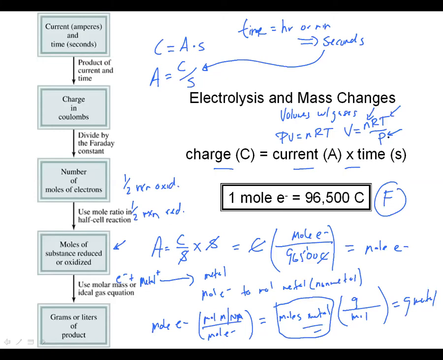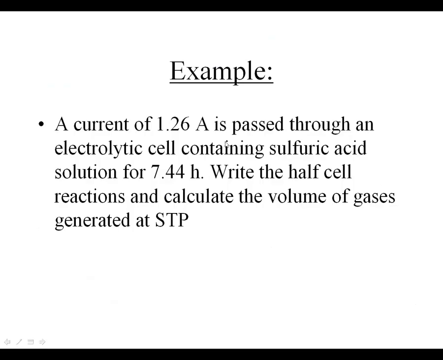You can either figure out the grams using the molar mass. Again, if it's a gas, you can try to figure out the volume using something like the ideal gas law. Any questions on those problems? Obviously, sometimes these problems you work backwards. So you're told how much you produce and you can work these problems in a backwards sense. So why don't we look at one here and see what you got going here.